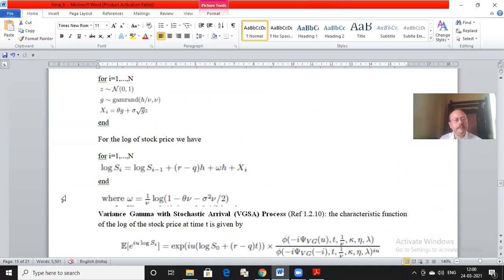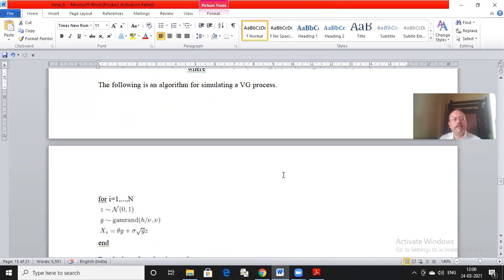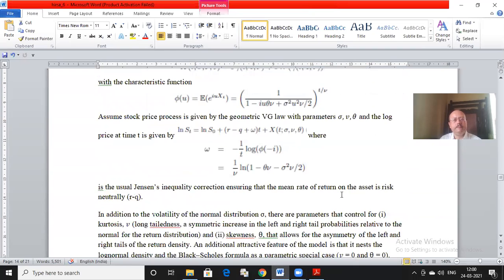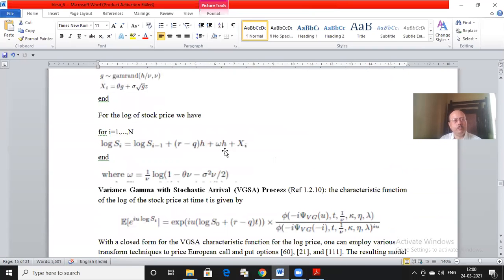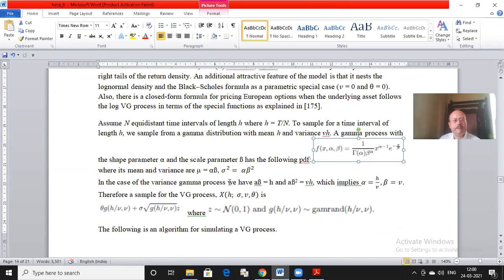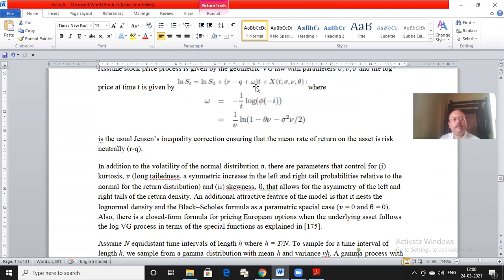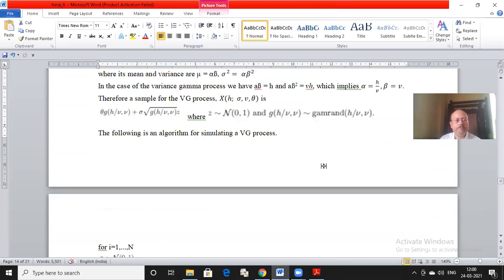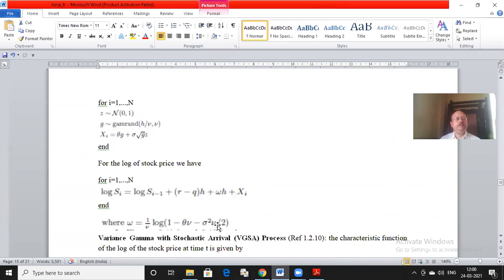Finally, for the log of stock price, we will have log S_i equal to log S_{i-1}, where h is the time step, plus (r minus q) times h, plus omega h, where omega has to be evaluated separately, plus xi. This is coming from this equation here, (r minus q plus omega) t, where t is replaced by h, and x is the xi that we draw. So this would be a simple algorithm to generate paths for our variance gamma process for a small time interval where alpha and beta for the gamma are calibrated accordingly.